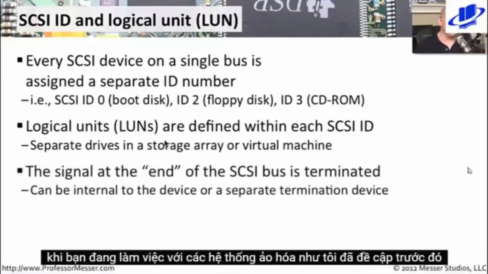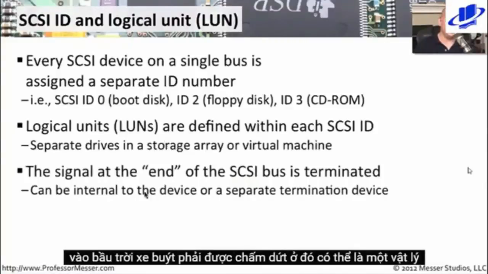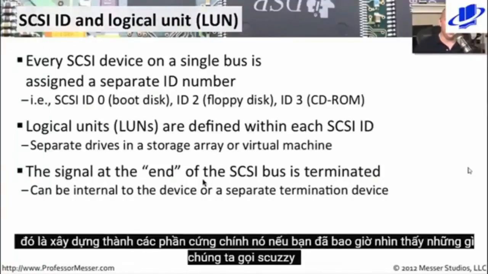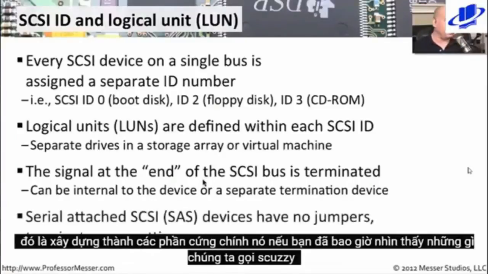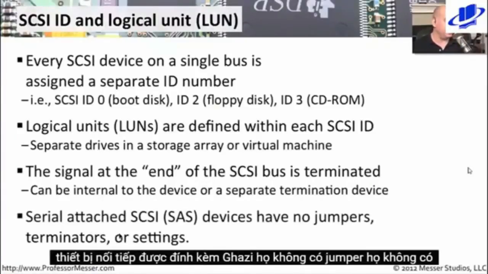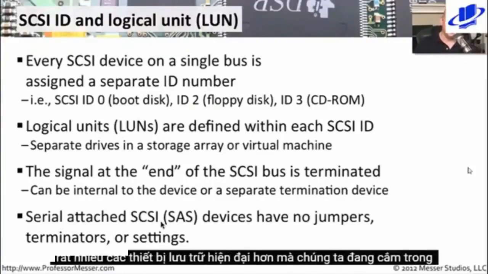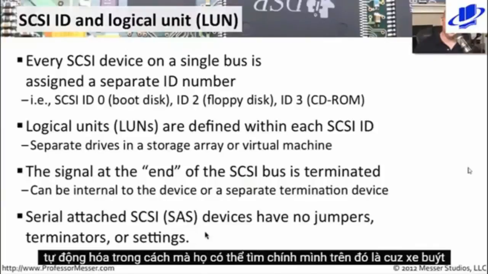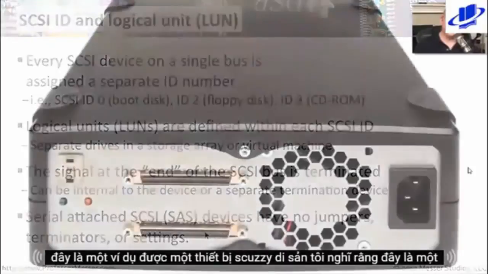You also see this quite a bit when you're working with virtualized systems. As I mentioned earlier, the signal that is at the very end of the SCSI bus has to be terminated. There might be a physical terminator, or it might be a termination functionality that's built into the hardware itself. If you ever see what we call SCSI attached devices that are serial attached SCSI, they don't have jumpers, they don't have terminators, they don't have settings. A lot of the more modern storage devices that we are plugging in over something called serial attached SCSI are completely automated in the way that they configure themselves on that SCSI bus.